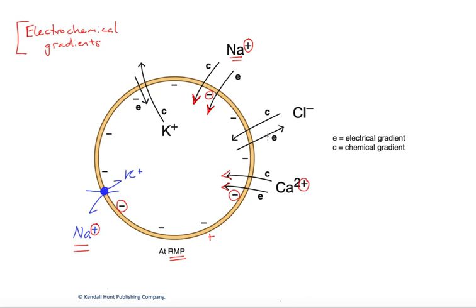Now we get to the two trickier ones. Chloride is in higher concentration outside the cell, and therefore its chemical gradient is inward. However, it is negatively charged, similar to the inside, and so it is repelled from the inside of the cell, right? So now we have a situation where we're not sure exactly which way this ion will move. And we're going to need another piece of information to figure that out. It's called the Nernst potential or the equilibrium potential. And it's the point at which these two gradients are equal and opposite.